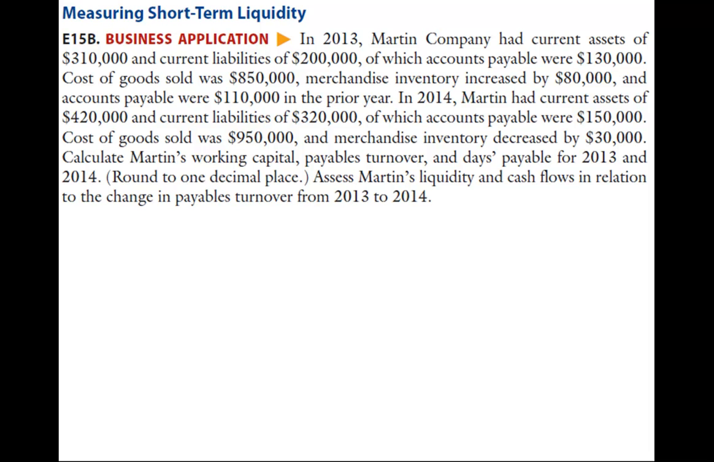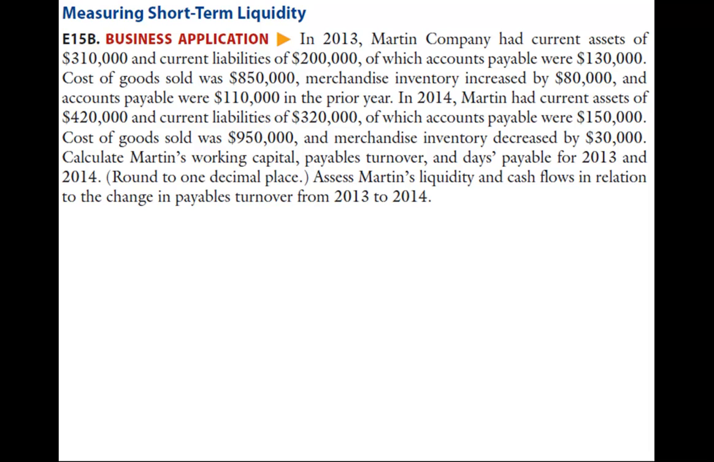So in 2013, Martin Company had current assets of $310,000 and current liabilities of $200,000, of which accounts payable were $130,000. Cost of goods sold was $850,000. Merchandise inventory increased by $80,000, and accounts payable were $110,000 in the prior year.